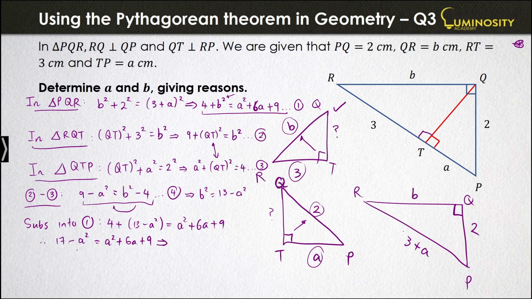Okay, so now I'm going to bring all the terms on the left-hand side to the right. So if I add a squared to both sides, I'm going to have 2a squared plus 6a. And then I need to subtract 17 on both sides. So what's 9 minus 17? I think that's going to give you negative 8. That's equal to 0. So now we have a quadratic equation in the variable a that we can solve for. Next is a common factor of 2, so I can divide everything by 2, and I'll get a squared plus 3a minus 6 equals 0.